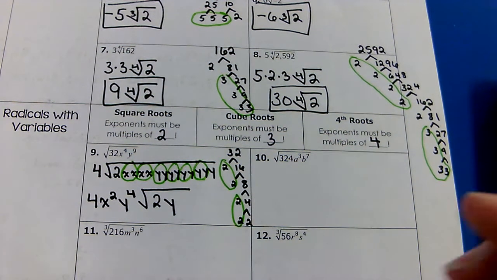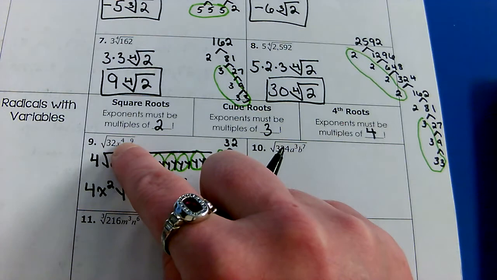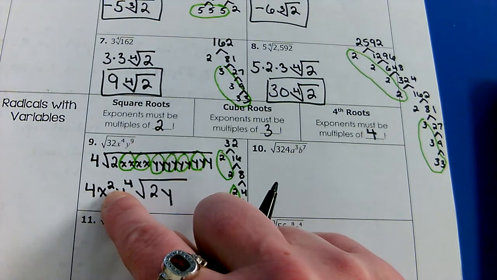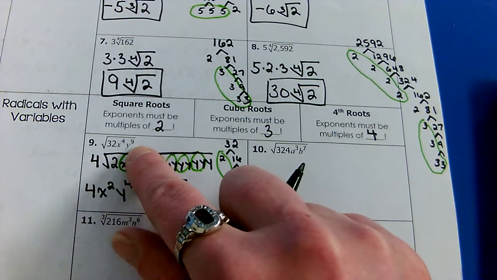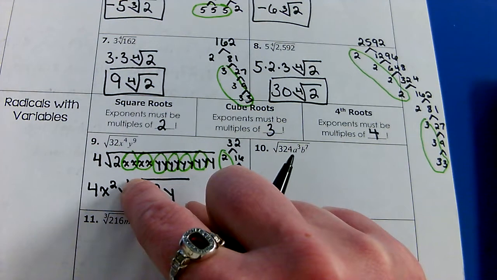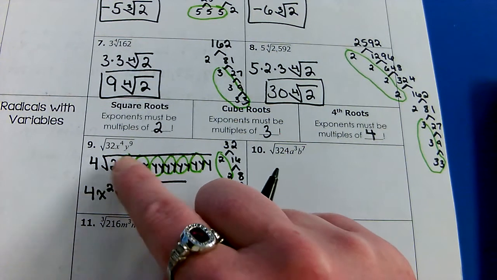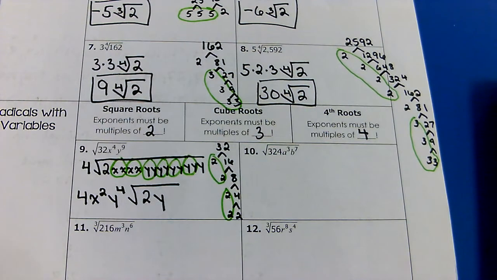Now, another way I could do this is x to the 4th. If I divide that by 2, I get x squared. y to the 9th. If I divide by 2, I'd get a 4 with a remainder of 1. 4 times 2 is 8, and 1 remainder.